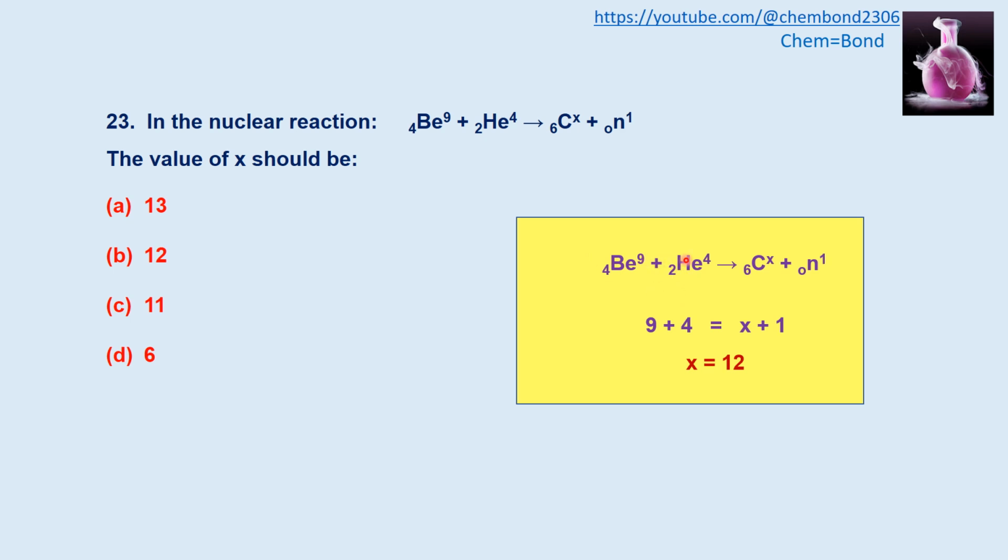So the 9 plus 4 on the reactant side should be equal to the X plus 1 on the product side. So 9 plus 4 will produce 13, while X plus 1 should produce 13. So X value is 12, 12 plus 1 will be 13, and 9 plus 4 will be 13. So the mass number or atomic number at the reactant side will be equal to the mass number or atomic number towards the product side. So the answer is 12.